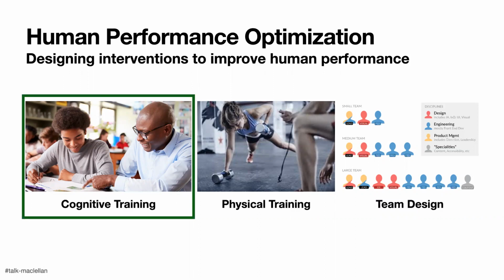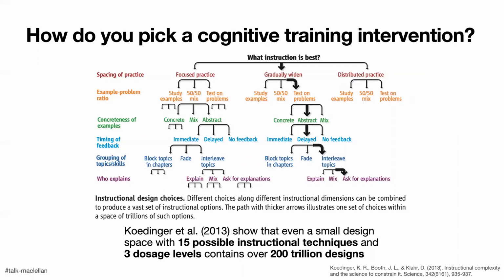So the real challenge for optimizing human performance in the cognitive training space is trying to understand what's the right intervention that you pick in order to improve human performance at the end of the intervention. And so there was a great analysis by Ken Koedinger et al. showing that even for small design spaces of instructional interventions, so he came up with a small design space that included 15 possible instructional techniques and 3 dosage levels, he showed that even a small space has more than 200 trillion possible designs.